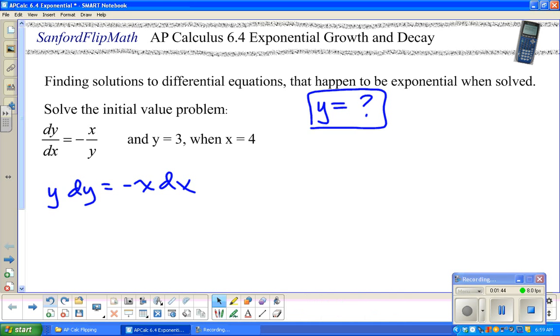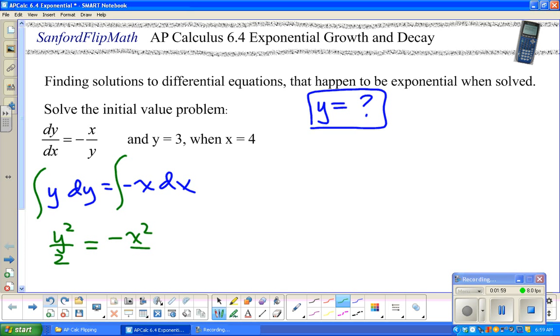So I want the d's to go away. So let's do a little antiderivative action here, and the antiderivative of y is going to be y squared over 2. And on the other side, antiderivative of negative x will be negative x squared over 2. And there needs to be a plus c in here somewhere.